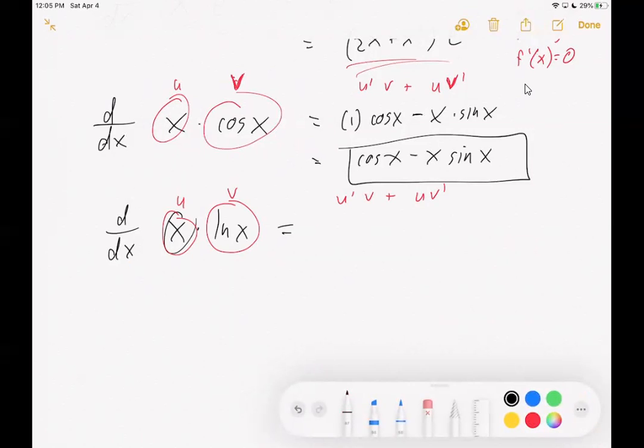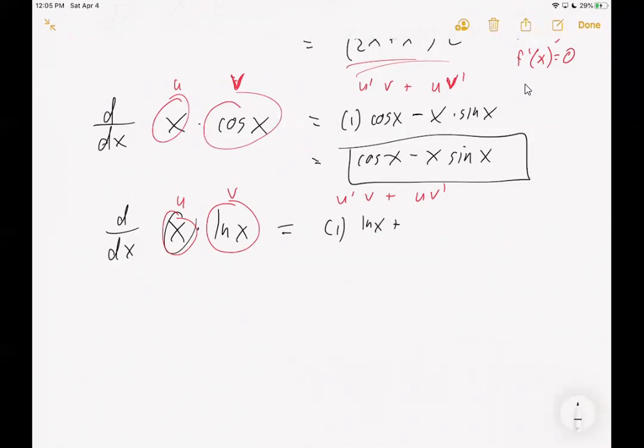Okay, fill it in. You should get 1 times ln of x plus x times, remember the derivative of ln x is 1 over x, so that clearly simplifies to ln of x plus 1. So that came out to be an interesting and nice answer.